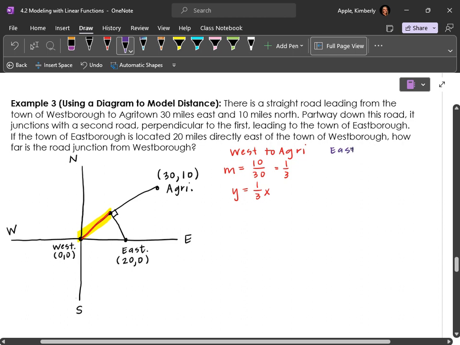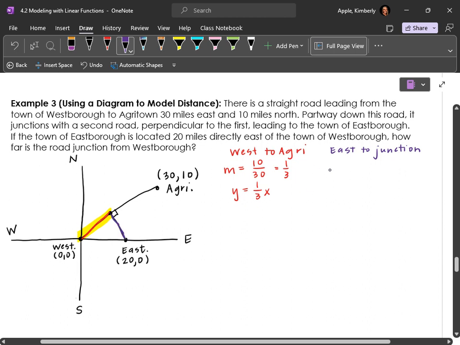And then I can go back and I can find the Eastboro to junction line, which is this right here. I don't know what's going on with the internet connection. Sorry. There we go. So it's this right here in blue.